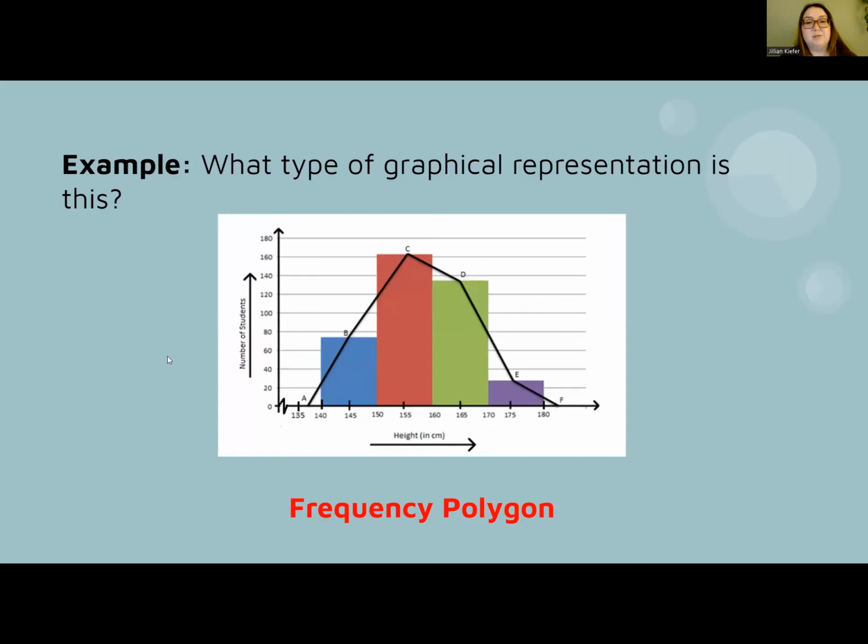Then we have a frequency polygon. The answer came up pretty quick here. A frequency polygon is just a drawing that is layered on top of a histogram. So in this case, all the bars here are representative of the histogram. The frequency polygon is drawn on top of the bars of the histogram to give a general shape of the data. And it's connected in the midpoint of each one of those bars there.